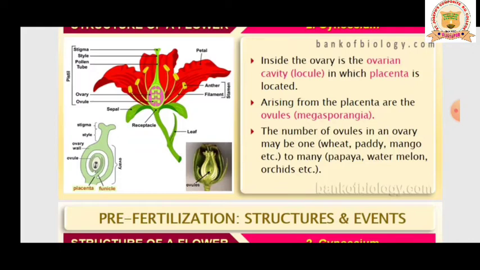The number of ovules in an ovary may be one, for example wheat, paddy and mango, to many, like papaya, watermelon and orchid. From the placenta, ovules arise, and we name each a megasporangium. The number of ovules in the ovary may be one, with examples wheat, paddy and mango, or the number may be many, with examples papaya, watermelon and orchid. So have a look at the structure of the ovary.